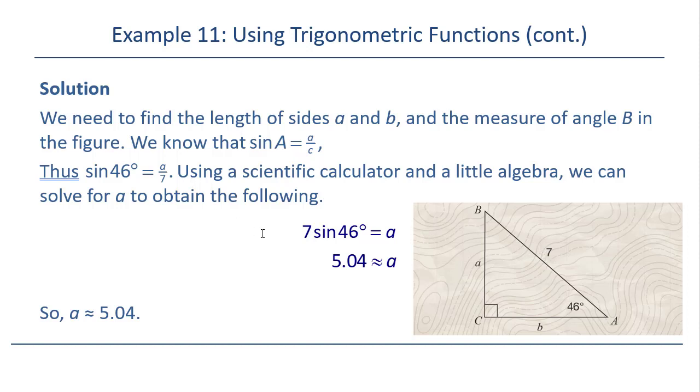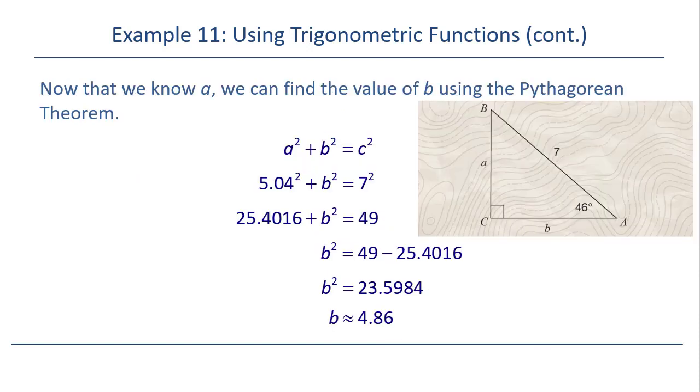So we set it up. Sine of 46 equals A over 7. To solve for A, we multiply both sides by 7. We get this, we stick it in our calculator, and we get 5.04. So A is roughly 5.04. Then we move on. We could use Pythagoras' theorem to solve for B, or like I said, we could do the cosine of 46 and solve it that way. But either way, we get that B is roughly 4.86.